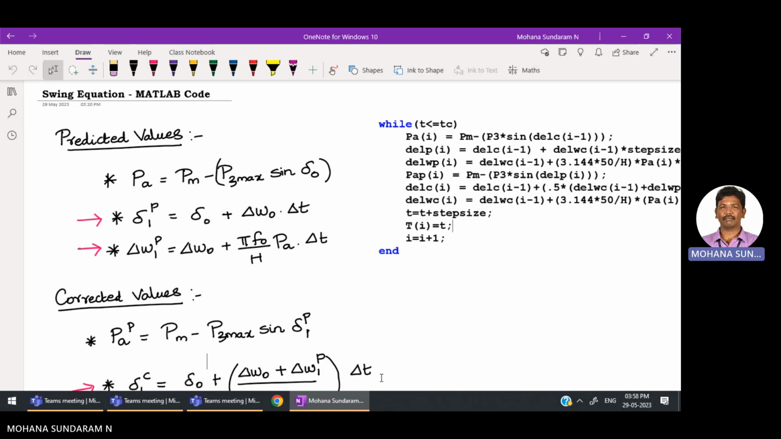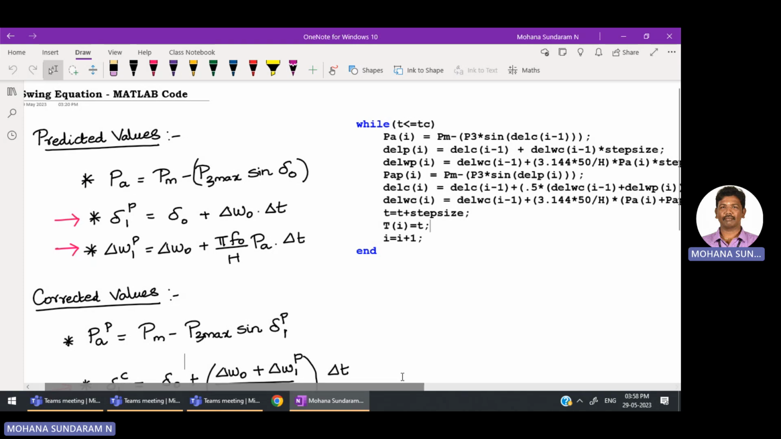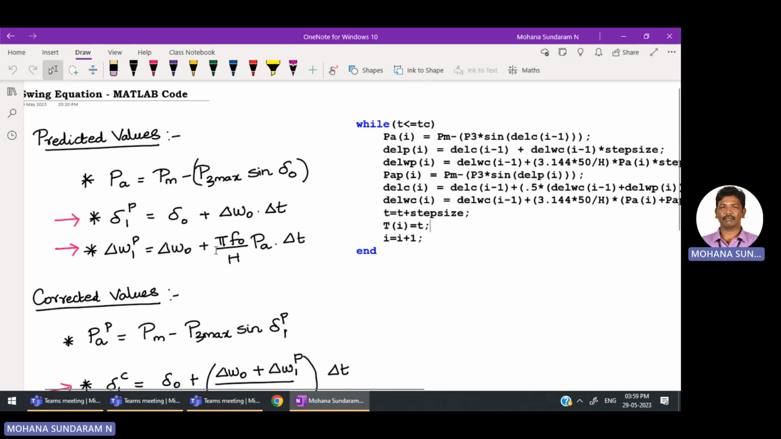Now, I have just listed out the important formulae of swing equation on the left hand side. Three formulae: predicted formula and the corrected formula. So our MATLAB code also will be revolving around this. So these lines you have to put into a loop, and you have to do the iteration until a particular time is reached. So let us take that a fault occurs at an instant, and you are clearing it by 0.3 seconds. So you can analyze in two ways.